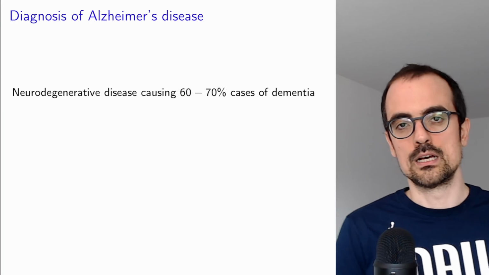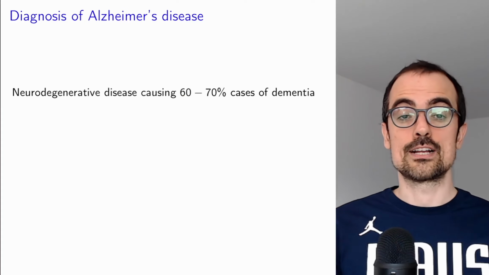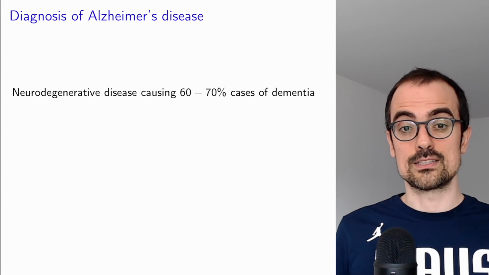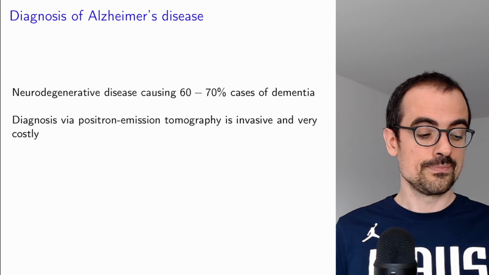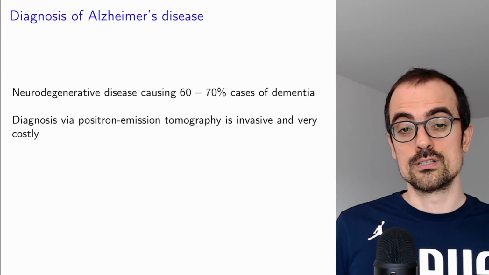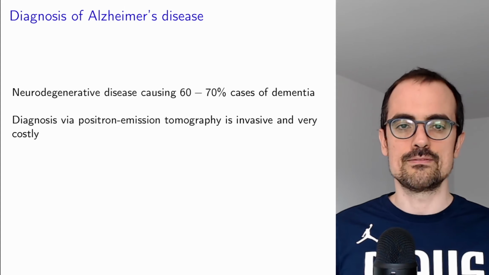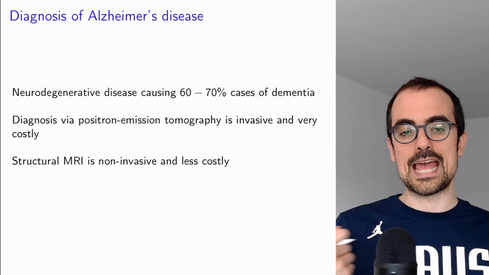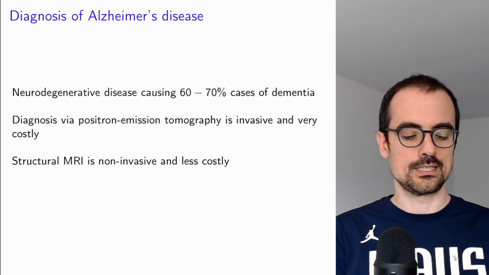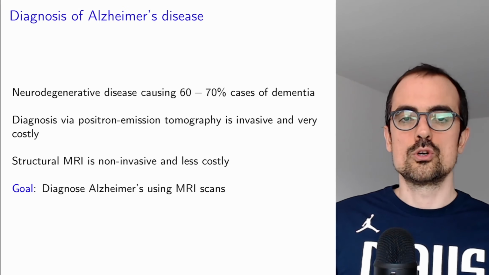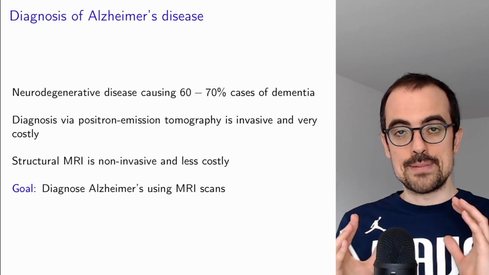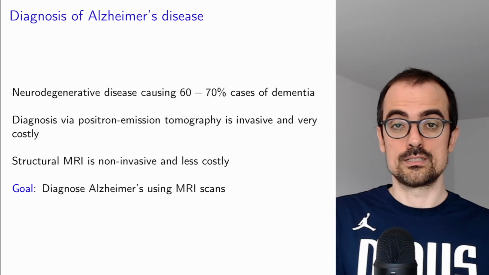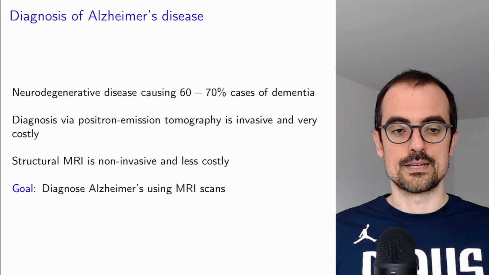Now let's take a look at another application, which is to the diagnosis of Alzheimer's disease. Alzheimer's is a neurodegenerative disease that causes about 60 to 70 percent of cases of dementia. It's usually diagnosed by positron emission tomography, but this is very invasive and very costly. So there's a lot of interest in being able to estimate it using MRI, which is non-invasive and less costly. So our goal is going to be to classify patients according to features extracted from MRIs into patients that have Alzheimer's and patients that do not have Alzheimer's.